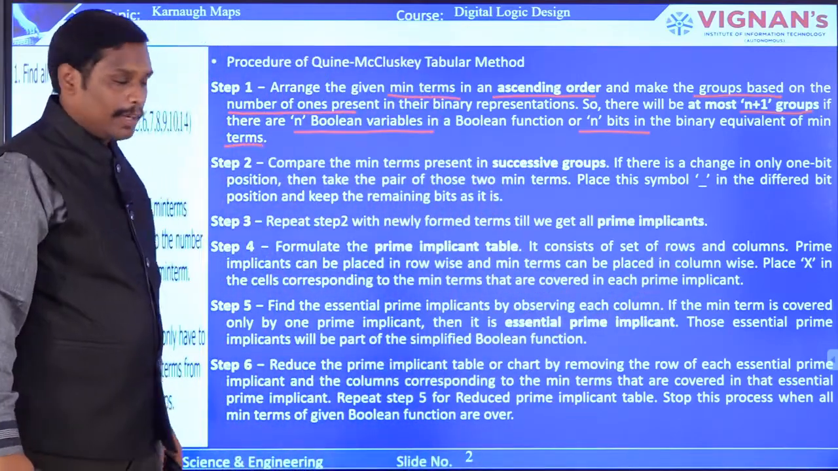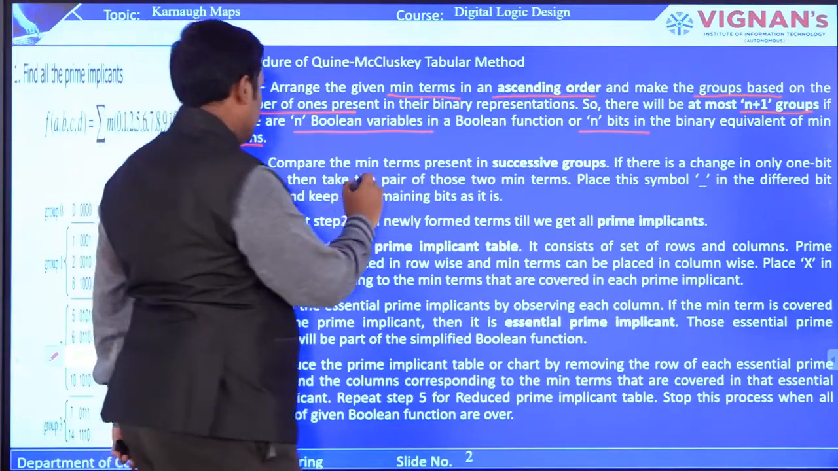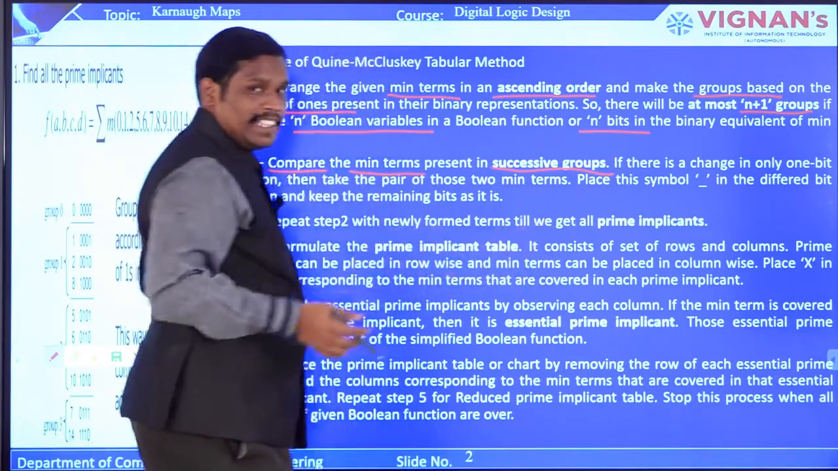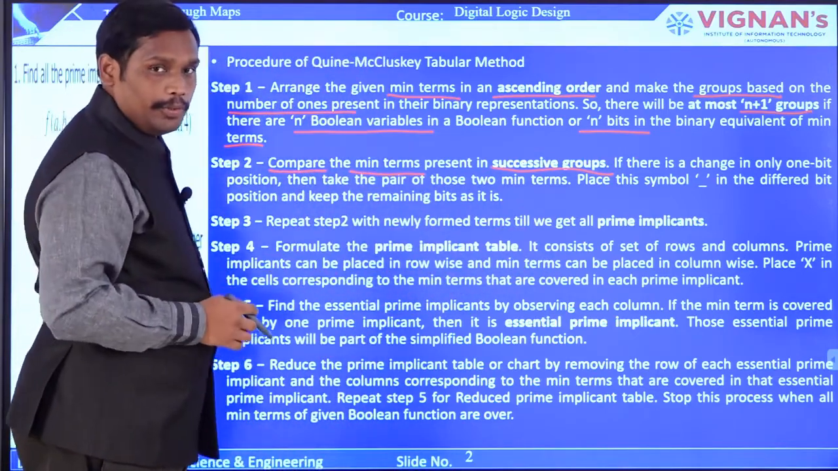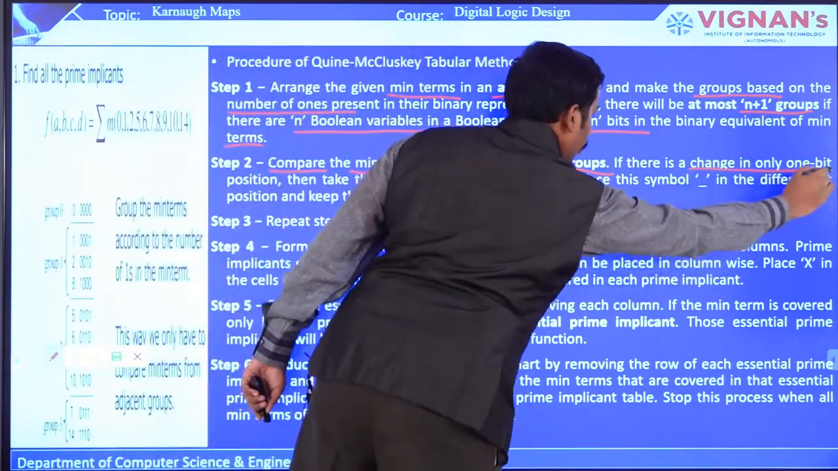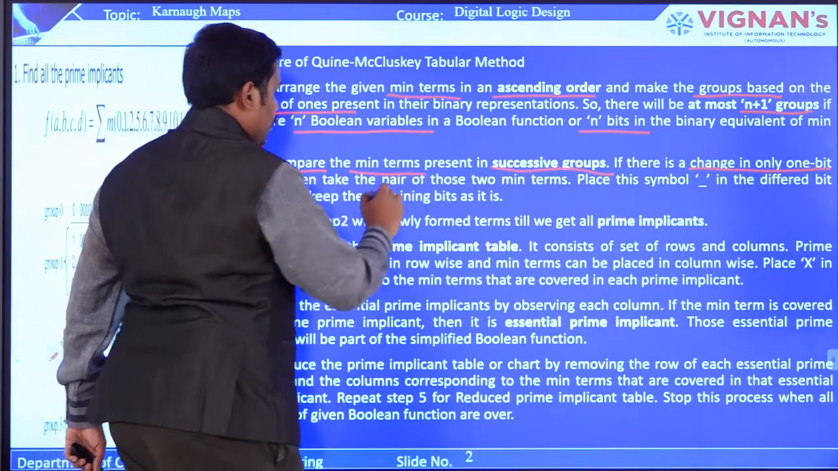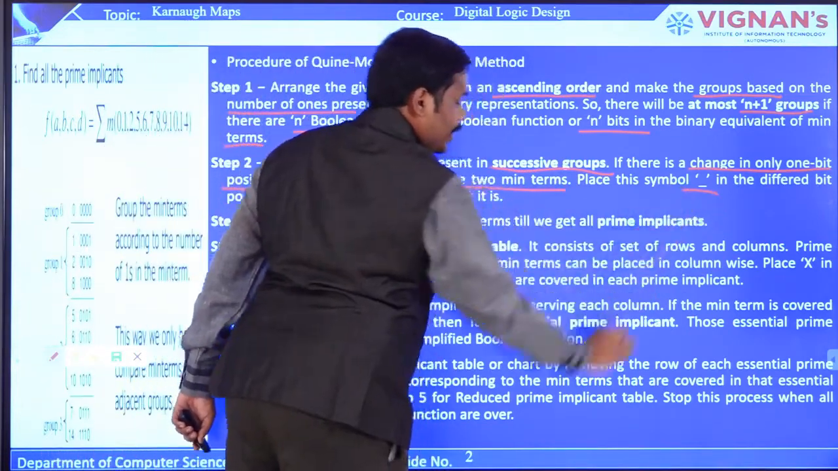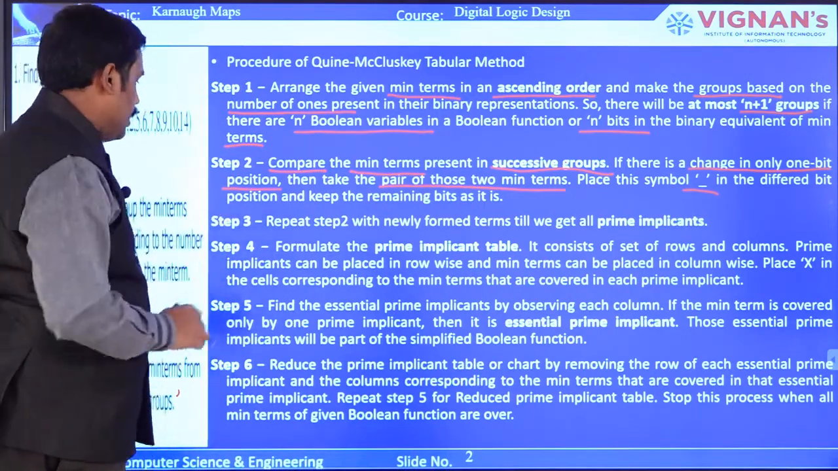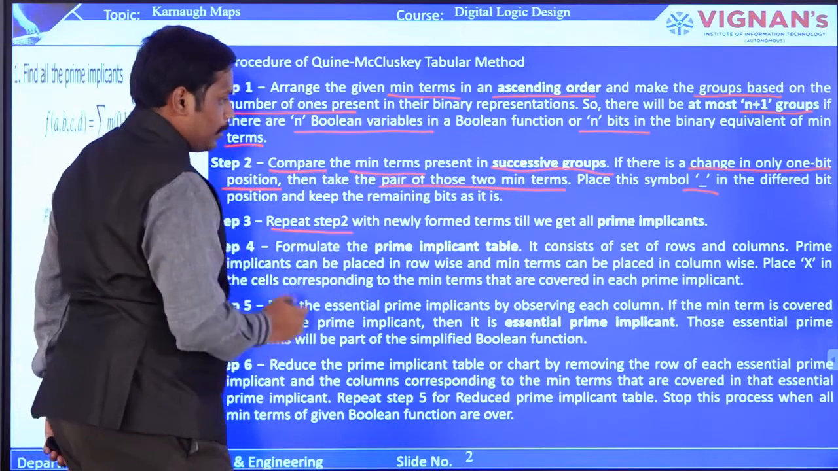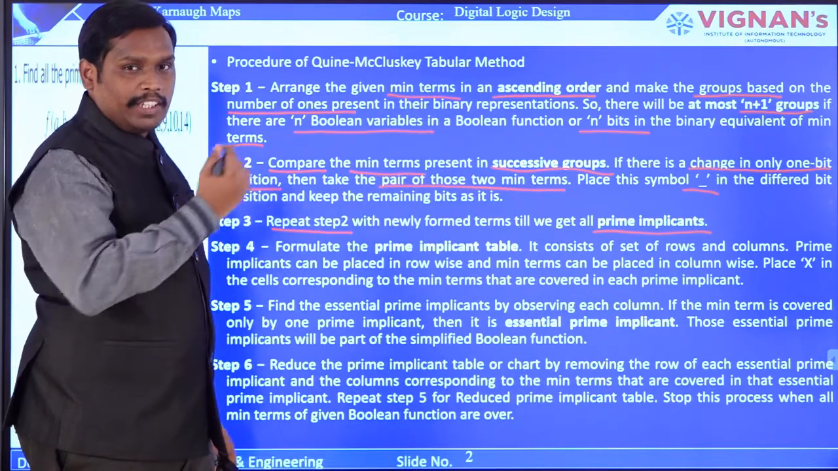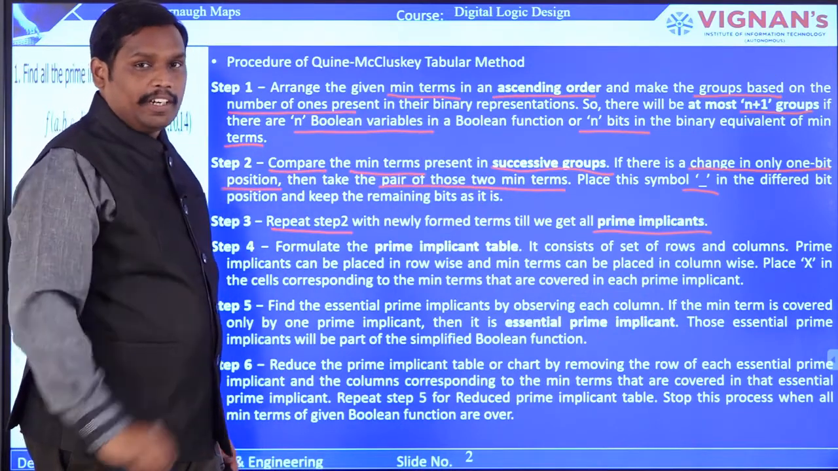So this is step number 1, and step number 2 is that the min terms are to be compared between the successive groups. We'll see with an example so that it will be easy for you to minimize the expression. When there is a change in 1 bit position, the pair of those min terms will be represented with an underscore symbol. This is the second step. Then step 2 is repeated until we get all prime implicants. Prime implicants are the terms that we generate which appear in the simplified Boolean expression.